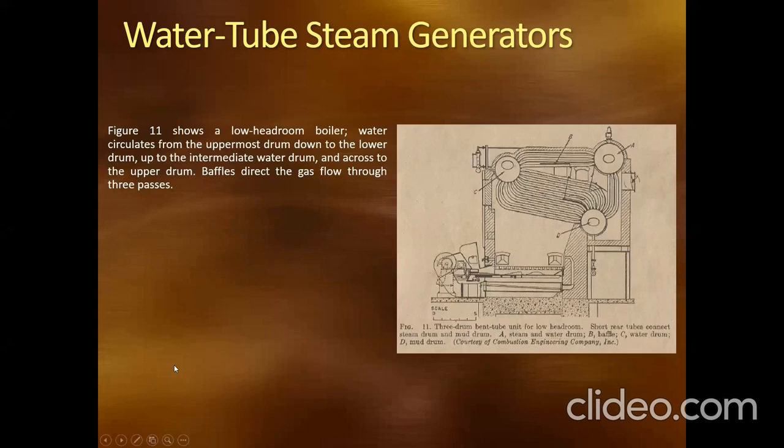So, also, figure 11 shows a low head room boiler. Bent tube din, sa water circulates from the uppermost drum down to lower drum up to intermediate water drum and across the upper drum. Baffles direct gas flow to the three passes. Gas mo, baffles sa dyan.